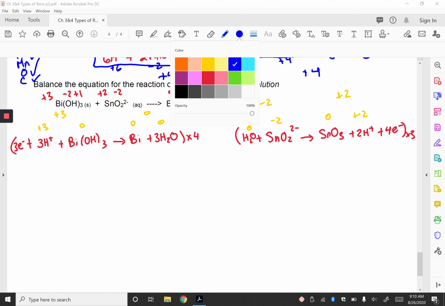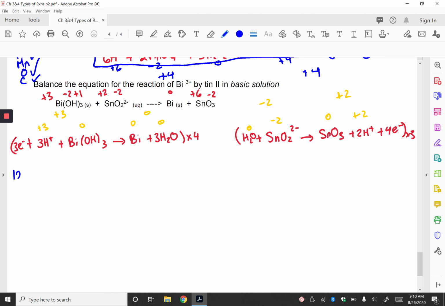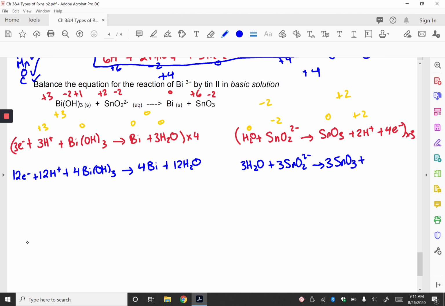Nice different color. All right, so we have 12 electrons plus 12H plus 4 BiOH3 yields 4 Bi plus 12 H2O. On this side, I have 3 H2O plus 3 SnO2 2 minus yields 3 SnO3 plus 6 H pluses plus 12 electrons.